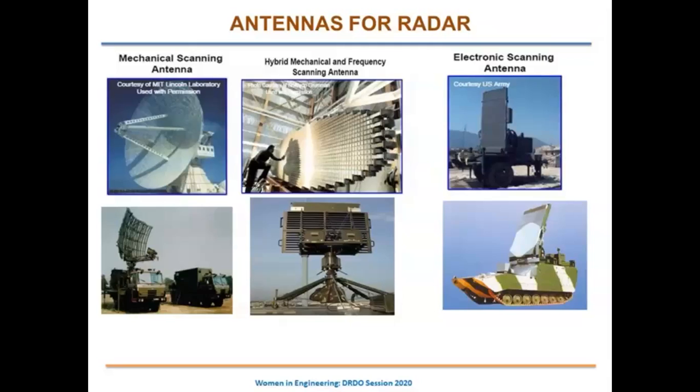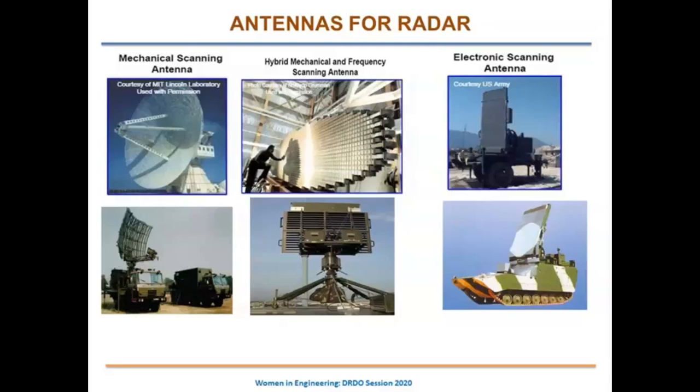Then the other type of radar is a hybrid mechanical and frequency scanning antenna. Here it's a combination of mechanical as well as electronic scanning. For example, this is an antenna termed Ashlesha, where in the azimuth direction you mechanically scan it, while in the elevation direction, in one plane you are mechanically scanning, and in the other plane the amplitude and the phase of the radiating elements are controlled so that you can scan it electronically, without moving the antenna. So this is a hybrid mechanical and frequency scanning antenna.